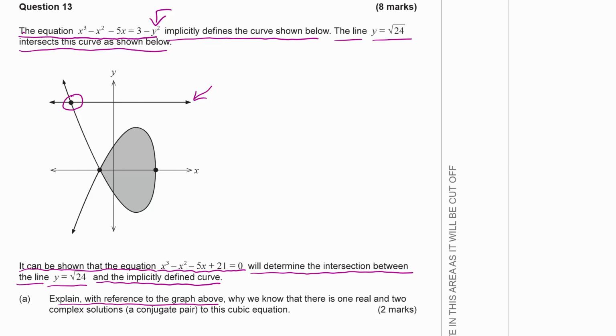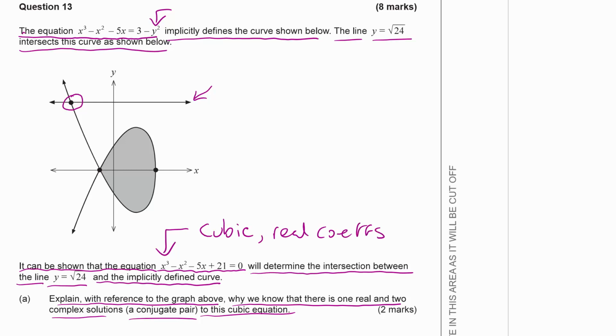Explain with reference to the graph above why we know that there is one real and two complex solutions, a conjugate pair, to this cubic equation. Well, the first thing to note is that it's a cubic equation. Then if you look at the coefficients, they're all real. So we have a cubic with real coefficients. We know for a cubic that there would be 3 roots, and we can only see one of them just here on the graph. Therefore, the other two must be complex, and because we have real coefficients, they must be a conjugate pair.